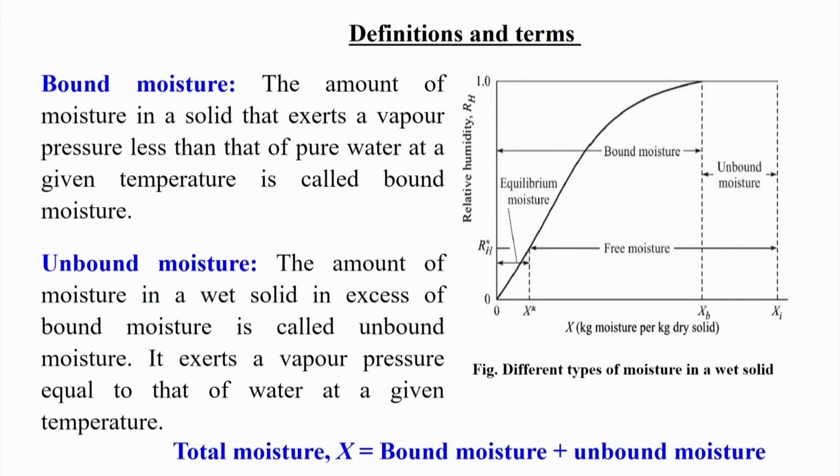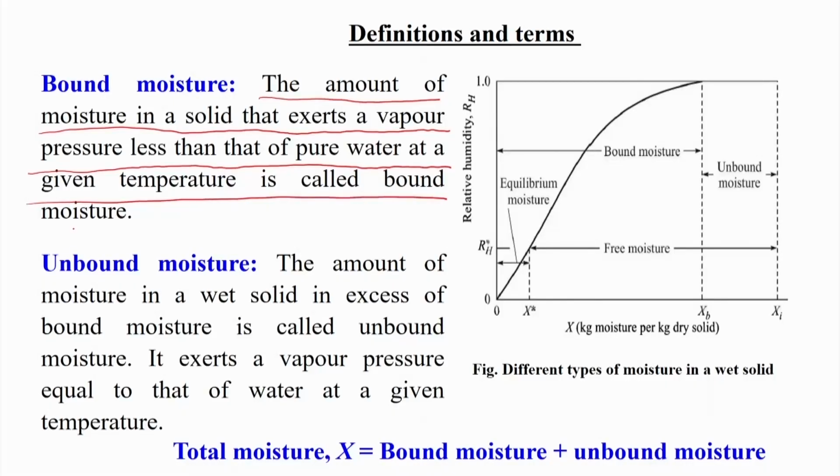Now, there are 4 different types of moisture that we will be discussing. The first one is called bound moisture. Bound moisture is the amount of moisture in a wet solid that exerts a vapor pressure less than that of the pure water at a given temperature.